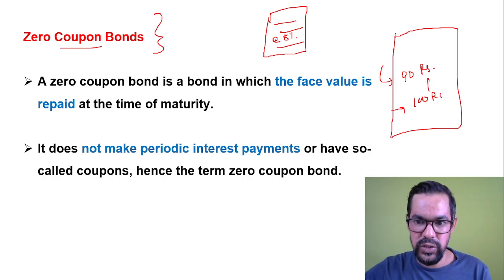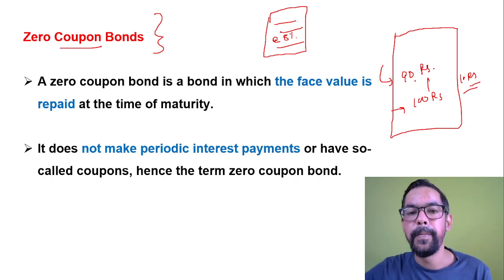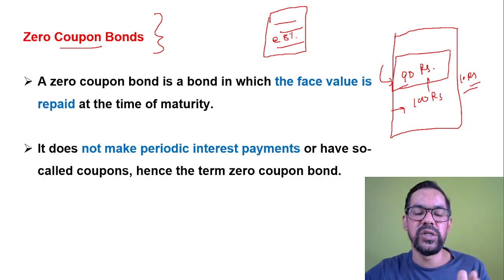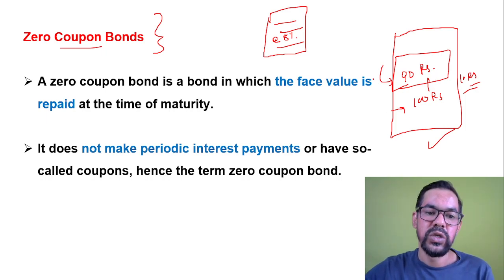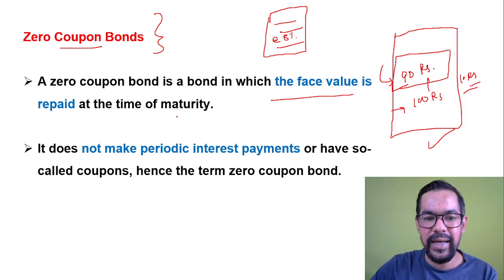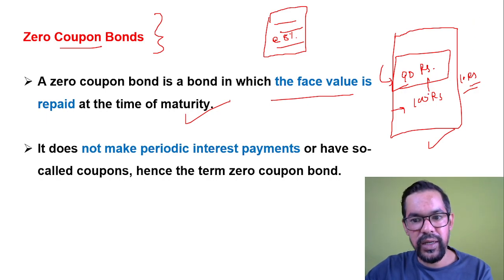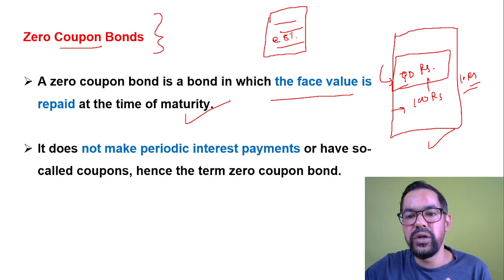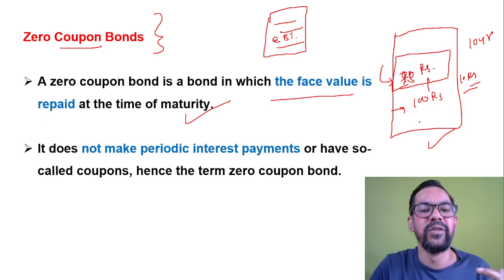They are giving you a rate of interest, 10 rupees per unit for a specific period, but they do not mention that rate of interest or coupon rate on the face of that bond. These types of bonds are generally known as zero coupon bonds. A zero coupon bond is a bond in which the face value is repaid at the time of maturity. Let's say they ask you to invest 75 rupees and the maturity is 10 years. After 10 years you will get 100 rupees. This is the return from that particular bond.